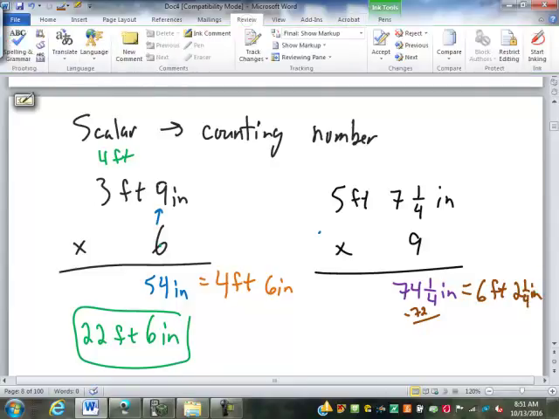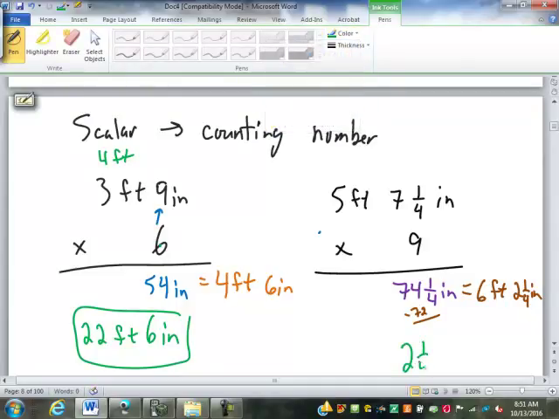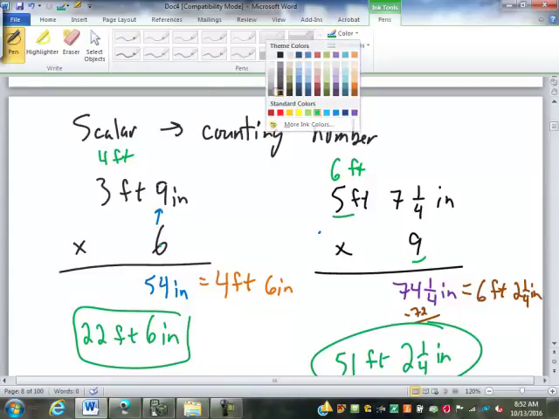So I am going to keep the 2 1/4 inches. Carry the 6 whole feet. Now 9 times 5 is 45, plus 6 is 51 feet. So if I have pieces that are 5 feet, 7 1/4 inches, and I need 9 of them, that is a total of 51 feet, 2 1/4 inches.